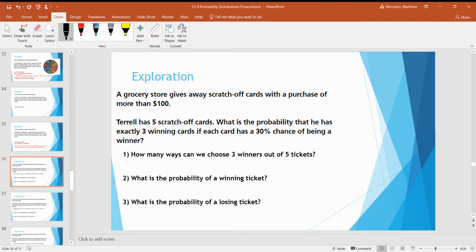So now we're going to explore some more before we come up with the binomial probability formula. The grocery store gives away scratch-off cards if you purchase more than $100. That's excessive information, and you're going to see it doesn't apply, but in word problems, sometimes they provide extra information. Now, the really important stuff. Terrell has 5 scratch-off cards, so we have a defined 5 trials. What's the probability that he has exactly 3 winning cards if each card has a 30% chance of being a winner?